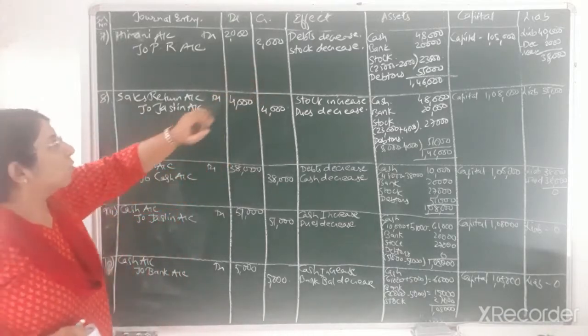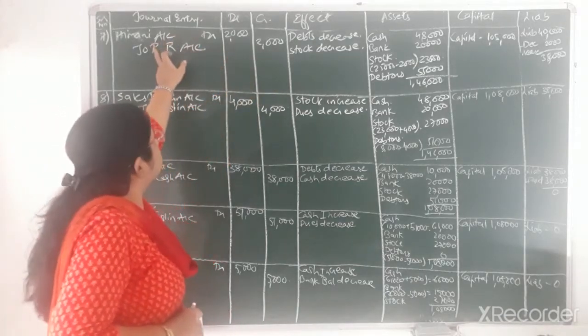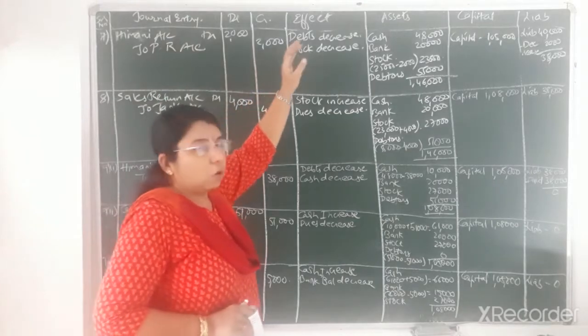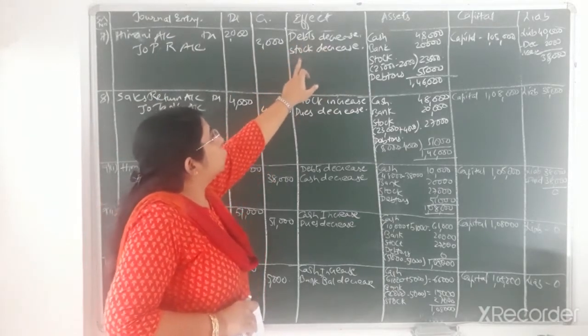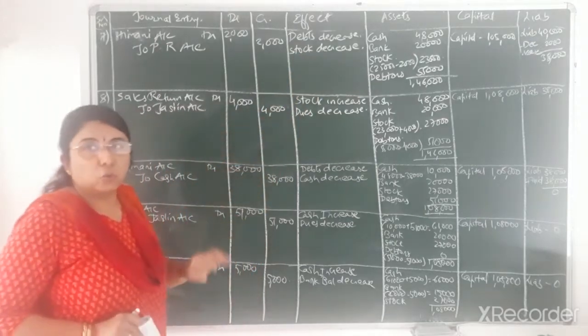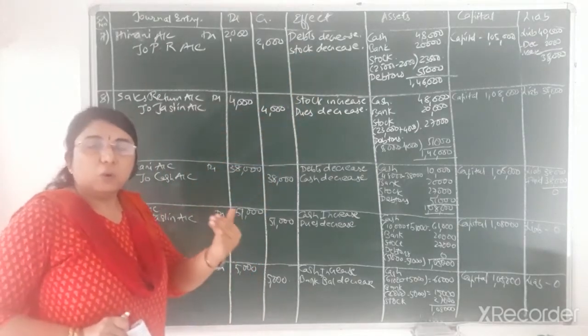Now what would be the effect of it? Since Himani is the receiver of those goods, our debts would decrease by rupees 2,000, and stock will also decrease by rupees 2,000, because previously those goods came into the firm.